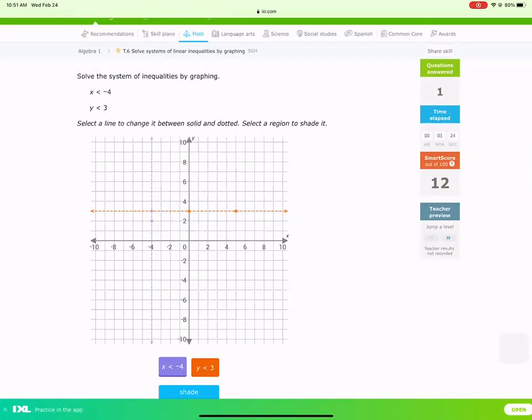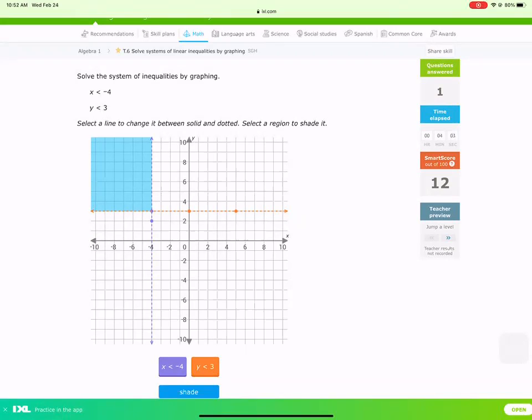Now, here's the shading part. Let's look at the first one. x is less than negative 4. Now, which of these two options is y greater than 3? Well, y greater than 3 means we have to be on top here. So we know that we're shading up on top. So this is less than negative 4, but also greater than y is 3.